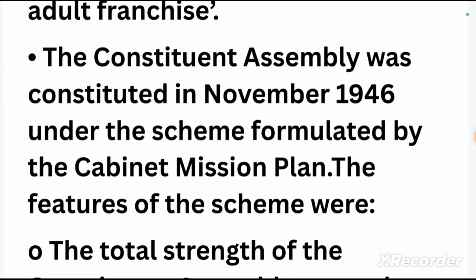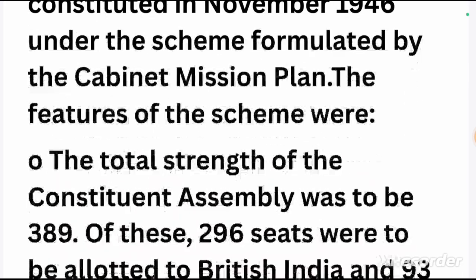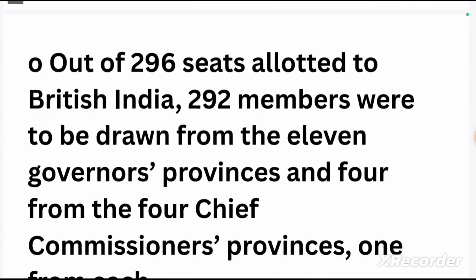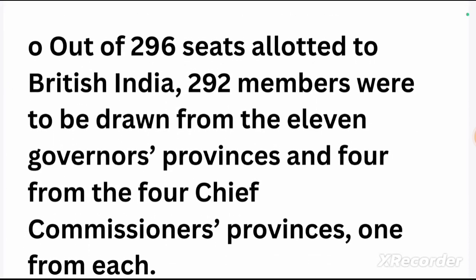The Constituent Assembly was constituted in November 1946 under the scheme formulated by the Cabinet Mission Plan. The features of the scheme were: the total strength of the Constituent Assembly was to be 389. Of these, 296 seats were to be allotted to British India and 93 seats to the princely states. Out of the 296 seats allotted to British India, 292 members were to be drawn from the 11 governor's provinces and 4 from the chief commissioner's provinces, 1 from each.